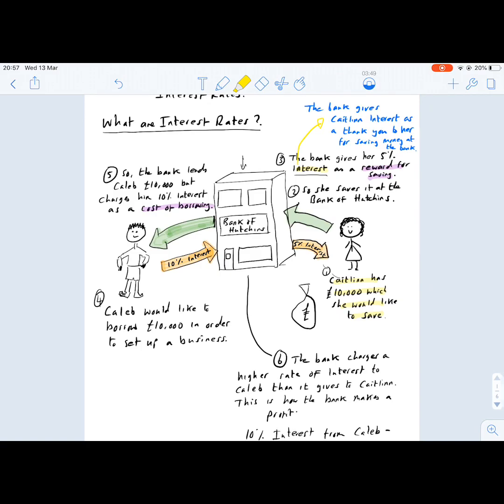So you can see here Caleb, he would like to borrow £10,000 in order to set up a business. So the Bank of Hutchins has £10,000 from Caitlin because she is saving £10,000 with the bank, and then the bank will loan this £10,000 to Caleb. However, the bank will charge Caleb a 10% interest as a cost of borrowing £10,000.